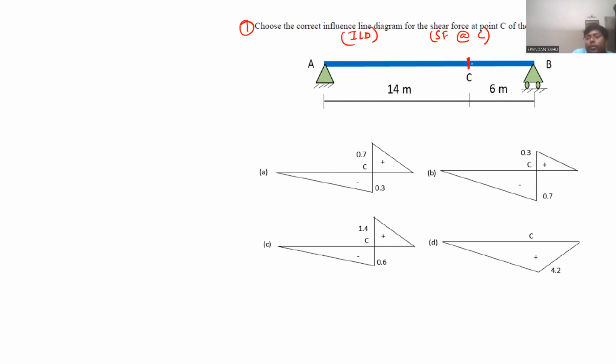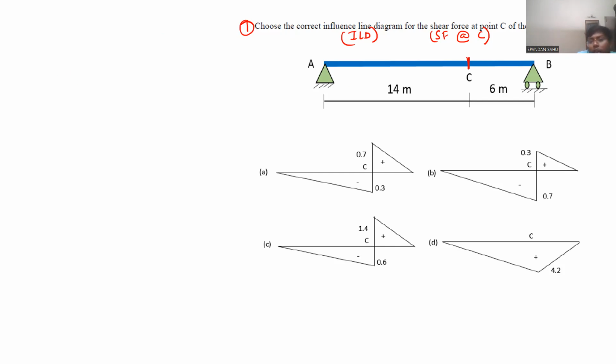Now, how can we do that? Just dissect the beam at C. We have to release shear force at point C. So dissect it, apply shear release, and draw the ILD for shear force at section C or point C. Now let us do that.